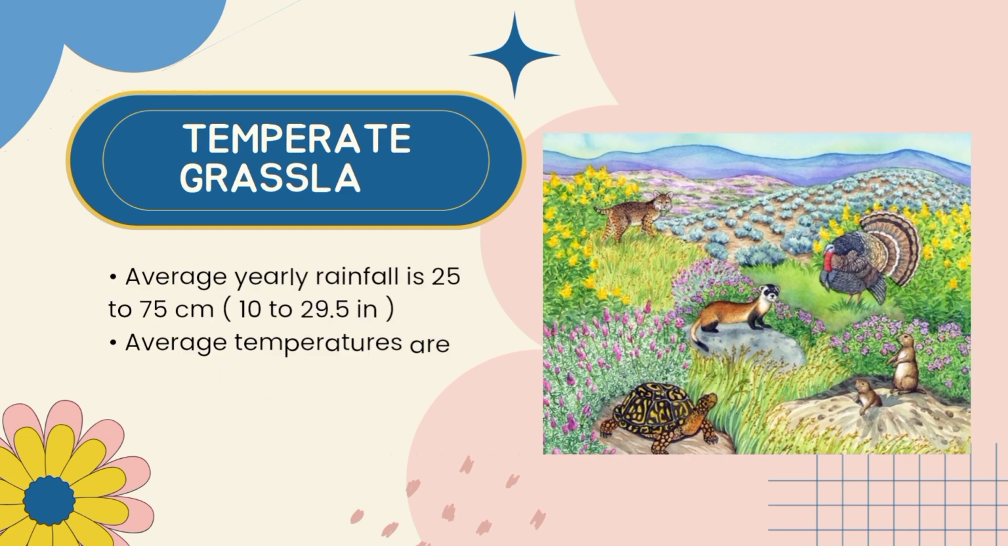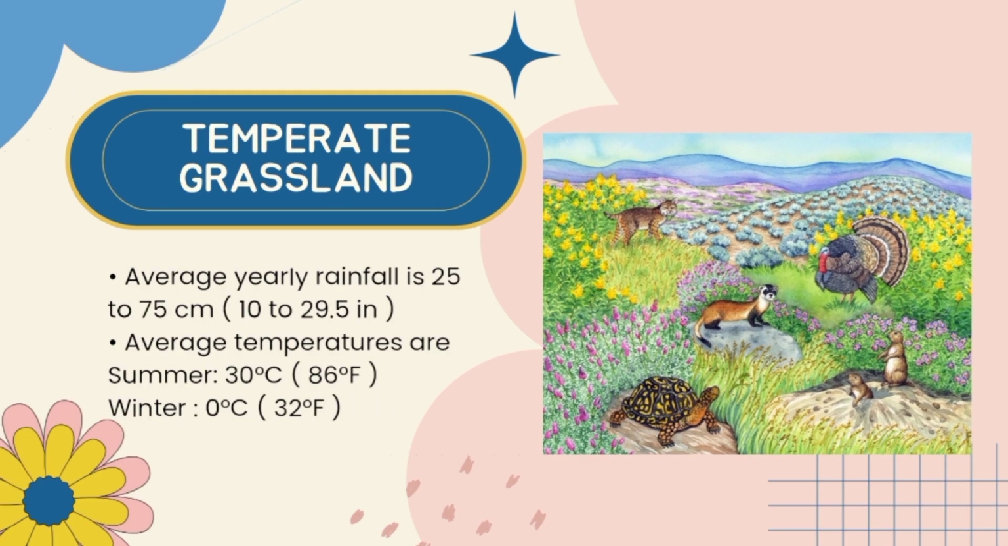Next, we'll be talking about the temperate grassland. The average yearly rainfall in this area is around 25 to 75 centimeters, or in other words, 10 to 29.5 inches. The temperature goes around 30 degrees Celsius, which is 86 degrees Fahrenheit in summer, while in winter it can drop to 0 degrees Celsius, which is 32 degrees Fahrenheit.